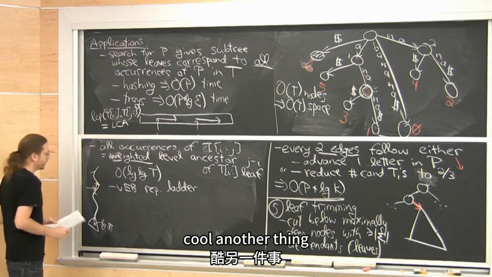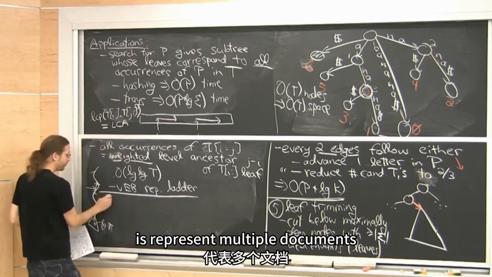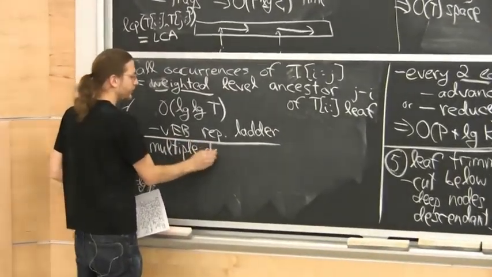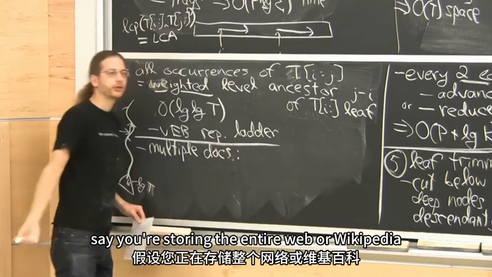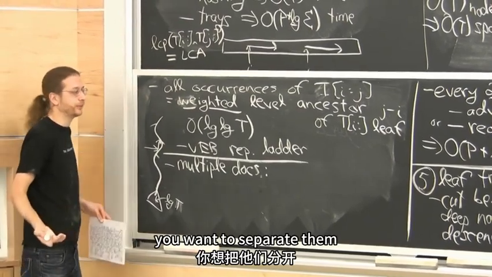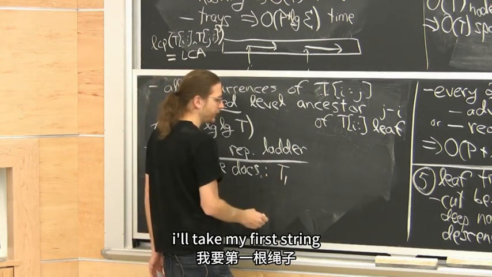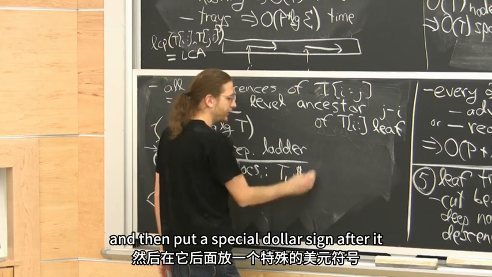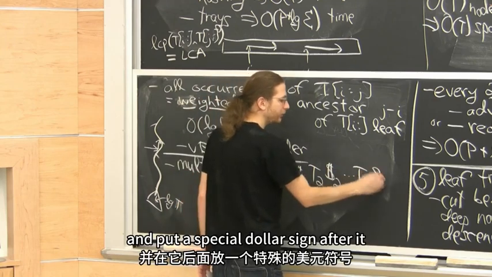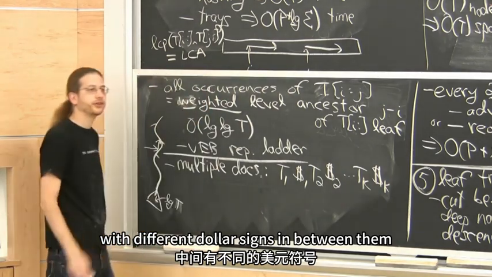Cool. Another thing you can do is represent multiple documents, and that's what I was sort of getting at there. If you have multiple documents, say you're storing the entire web or Wikipedia, and there's multiple pages, you want to separate them. All you need to do is say, okay, I'll take my first string and then put a special $ sign after it. Then take my second string, put a special $ sign after it. And take my kth string and put a special $ sign after it.